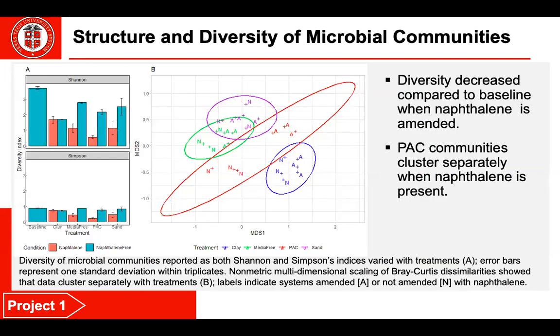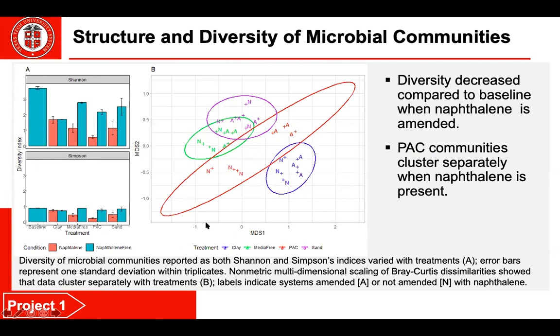You can see it a little better on the different scaling options that I have. So this is a non-metric multi-dimensional scaling. In this case, it's Bray-Curtis. And so you can see here are my clay systems. Here are my activated carbon systems in red. And then here are my sand and my media-free systems.